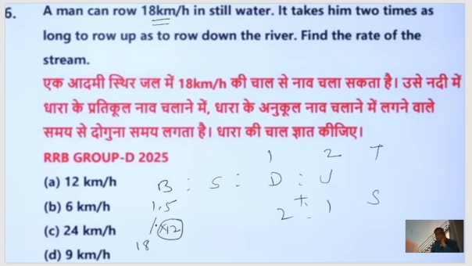So the actual downstream is how much? 12 times 2 is 24, and if it is 24, they are asking the speed of stream. So 18 plus how much? It becomes 24. So the answer is 6. The speed of stream is 6, and the upstream is how much? 12. I think it is clear to everyone. 18 plus 6 is 24, because the speed of boat plus the speed of stream is nothing but the downstream.